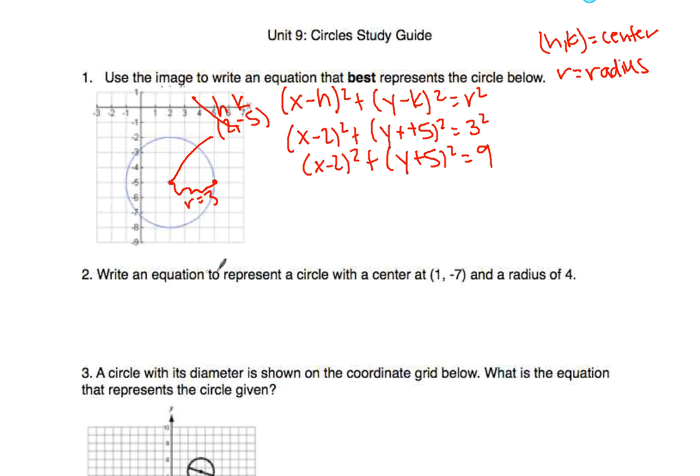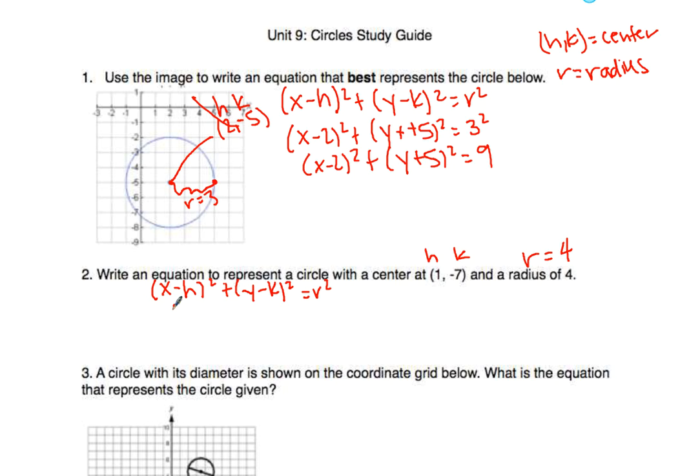On number 2, you have to write the equation of a circle with a center at (1, -7) and a radius of 4. So because you're writing the equation of a circle, you have to have (x - h)^2 + (y - k)^2 = r^2. So it gave you all the information that you need. So your center is at (1, -7). That means your h is 1 and your negative 7 is k. And because it says your radius is 4, that means r is equal to 4.